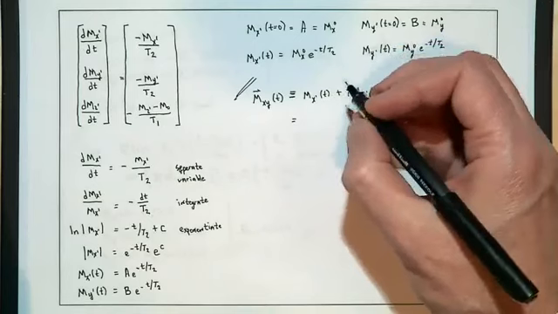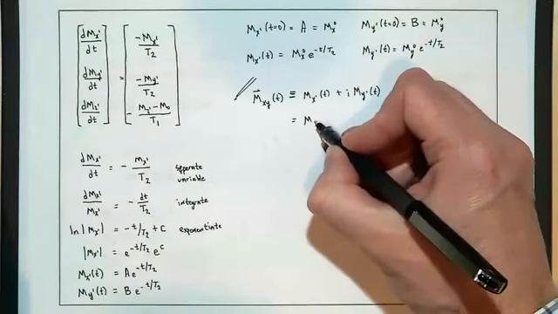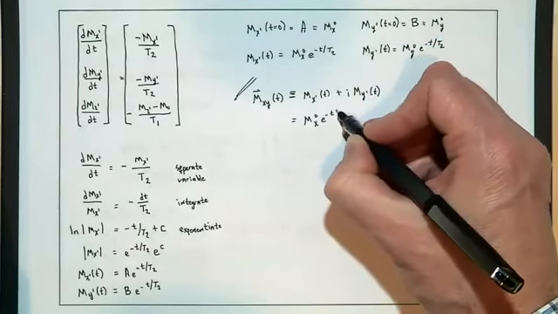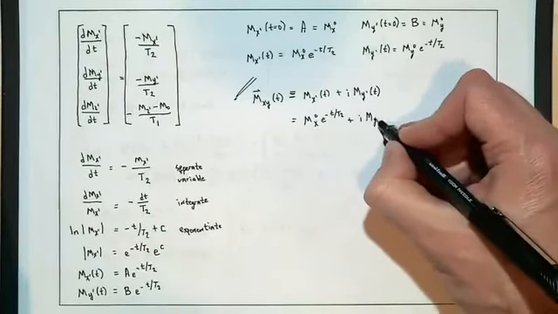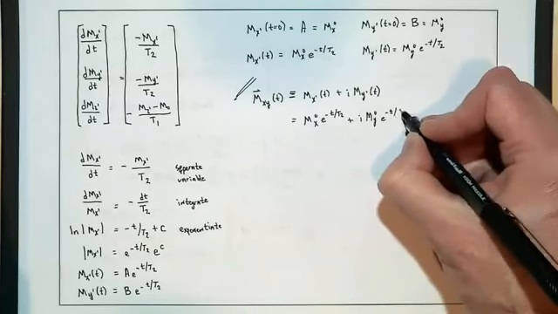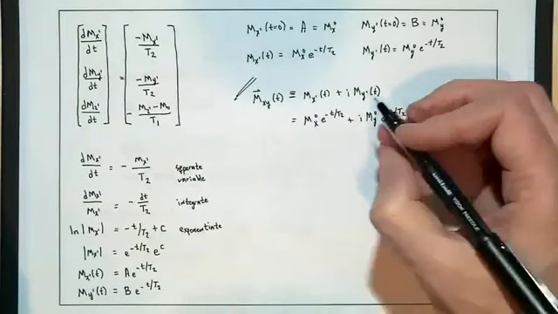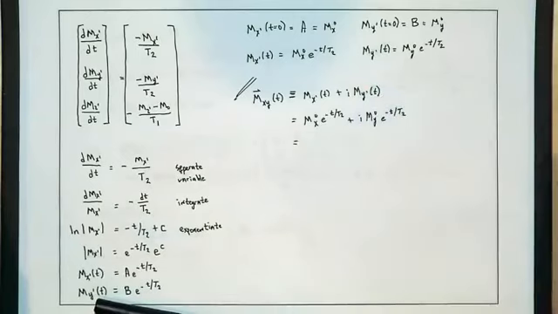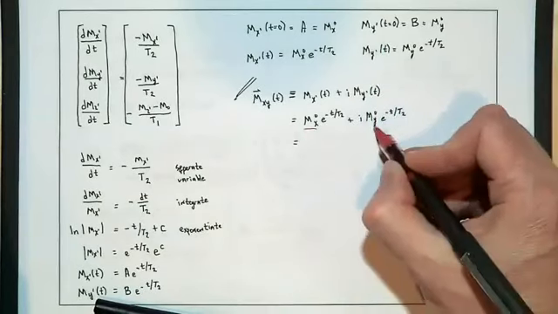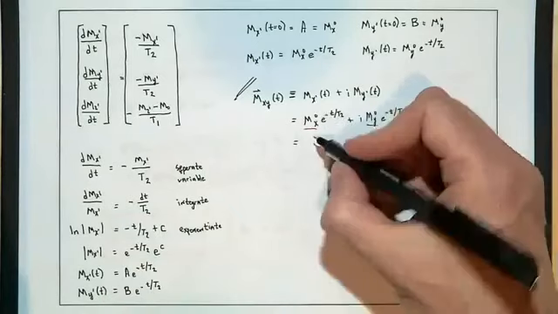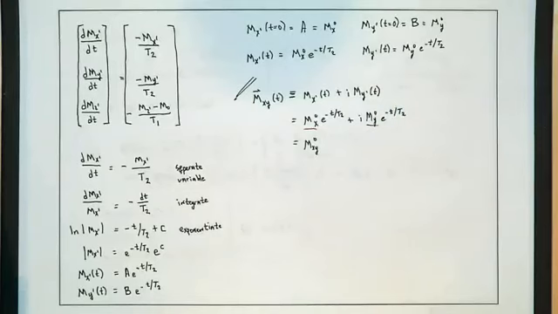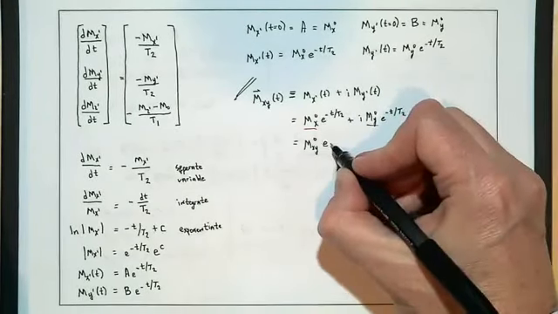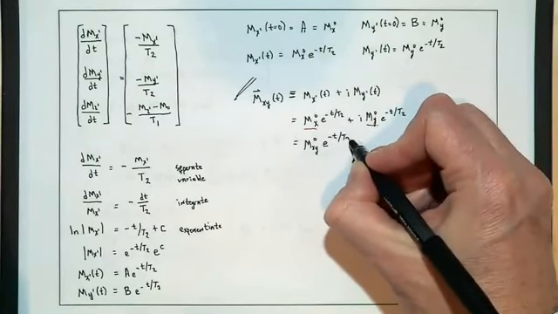And so we know that this is Mx0 e to the minus t over T2 plus i My0 e to the minus t over T2. And we just take these two terms together now and call them the initial condition for our transverse magnetization. We don't really talk about the X and Y magnetization anymore. We just talk about the transverse magnetization. It's still governed to decay, of course, by e to the minus t over T2.